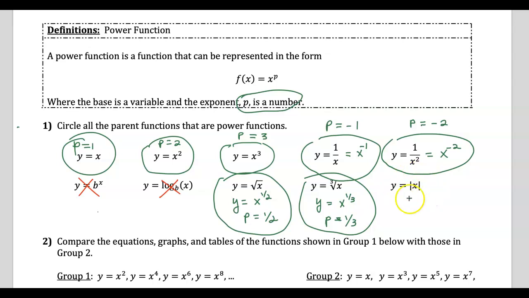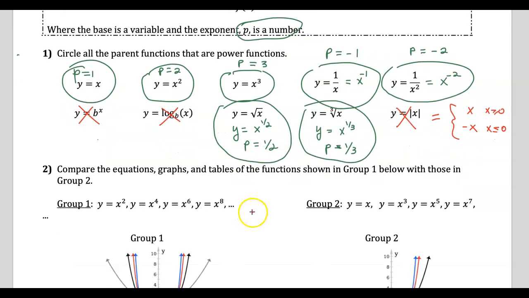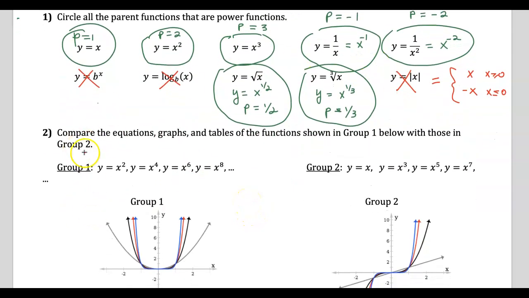And in this case, no, this is not a power function because that's an absolute value. It's really a piecewise function. Remember when we studied absolute value, it's a piecewise function of x, negative x. So it's kind of two power functions. It's defined by two power functions, but by itself, it's not a power function. Okay, so hopefully we have an idea of what power functions look like.